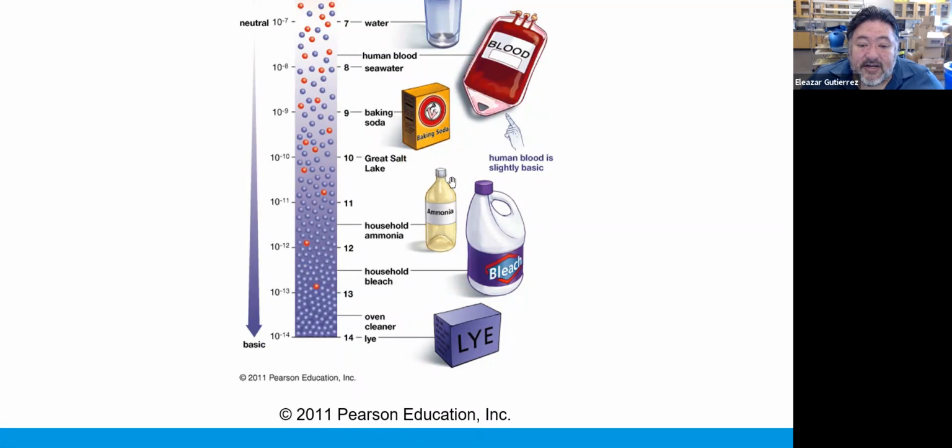Baking soda is about 9. House ammonia, be very careful with this stuff, is about 11 and a half. Bleach, be very careful with this stuff, is about 12.5. And, not hydrogen peroxide, sodium hydroxide lye is a 14. Be very careful with this stuff.